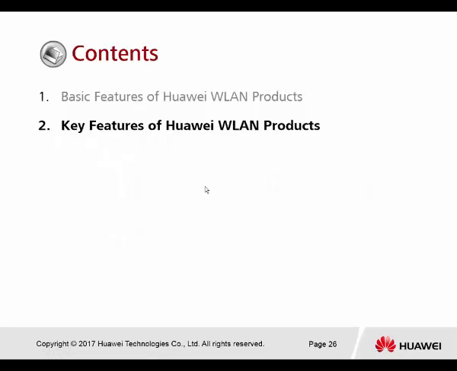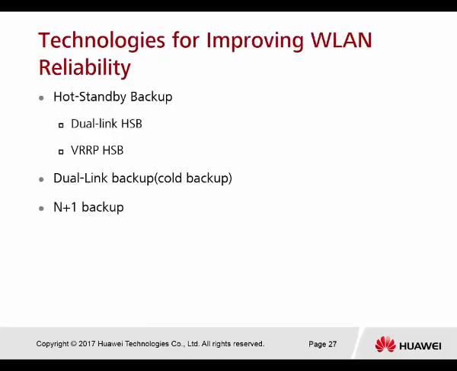Then the next one, the key features of the Huawei WLAN product. The technologies for improving WLAN reliability. So we have the host standby backup, dual-link HSB, or VRRP-based HSB. HSB stands for host standby. Dual-link backup. And the last one is N+1 backup.